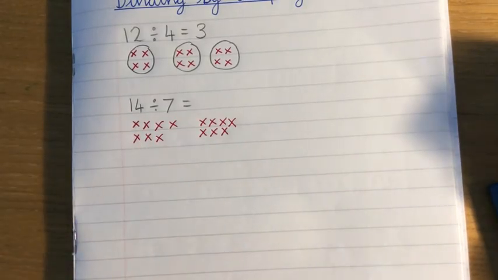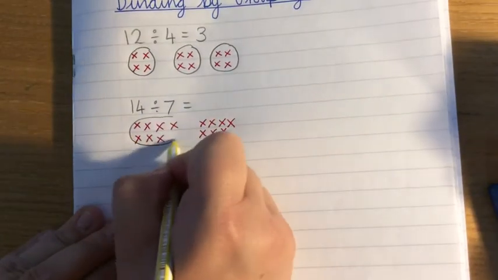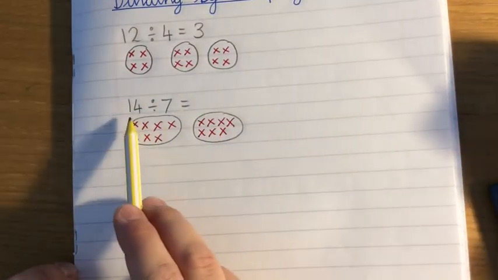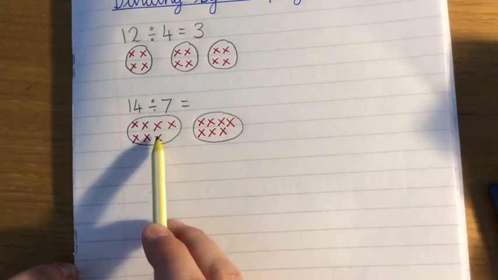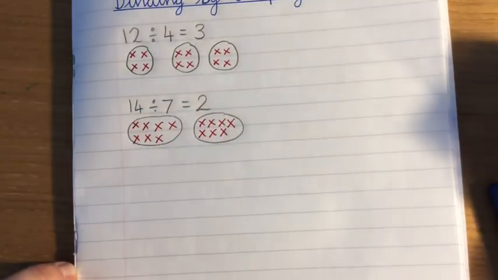I've put them in groups of 7. Now I've got to count my groups. So I've got one group of 7 and a second group of 7. So 14 divided into groups of 7 is 2 groups. So I can write my answer there.